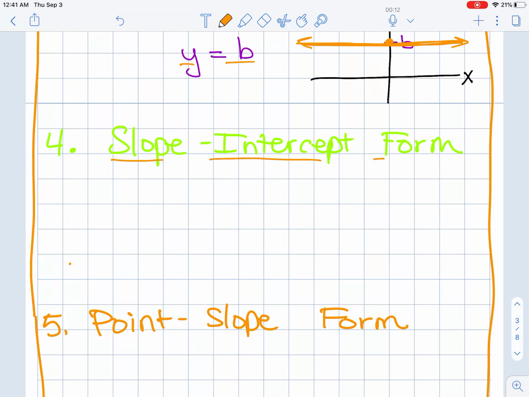And slope-intercept form, we just learned that, remember? It's, what is it?